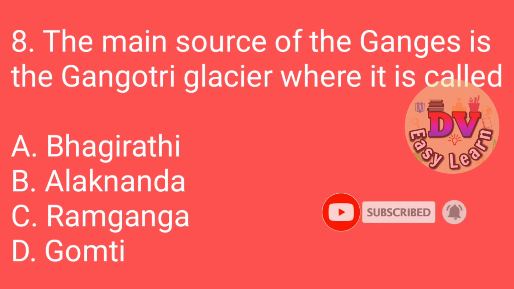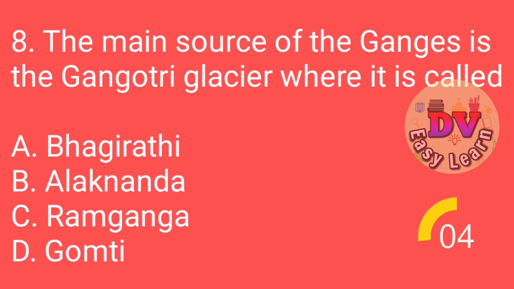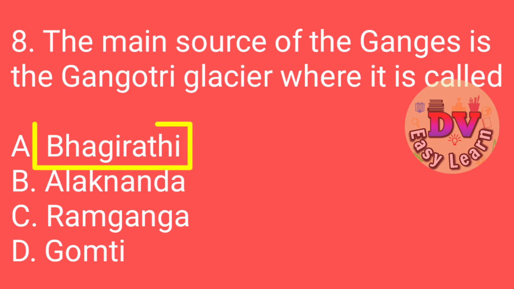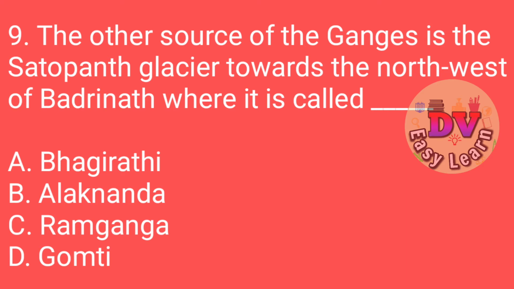Question number 8. The main source of the Ganges is the Gangotri Glacier, where it is called. Correct answer: Bhagirathi. Question number 9. The other source of the Ganges is the Satopanth Glacier towards the northwest of Badrinath, where it is called. Correct answer: Alaknanda.